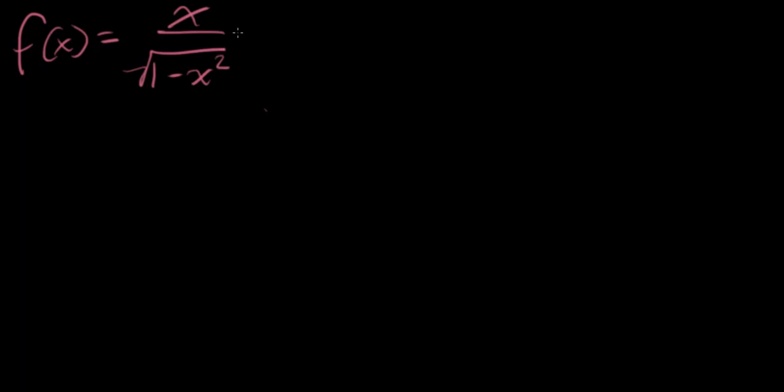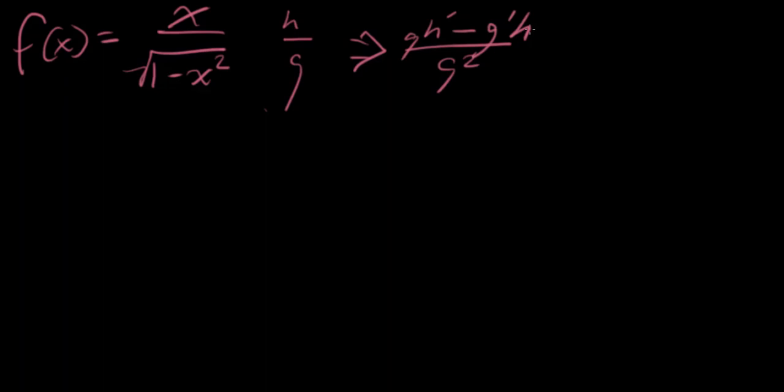We could use the quotient rule, right? And then we could rewrite this as like h over a function g, right? And if you recall, quotient rule became g times h prime over g squared minus g prime times h, right? But doing it that way might actually be a heck of a lot of work.